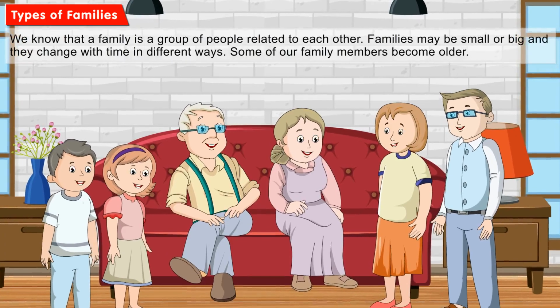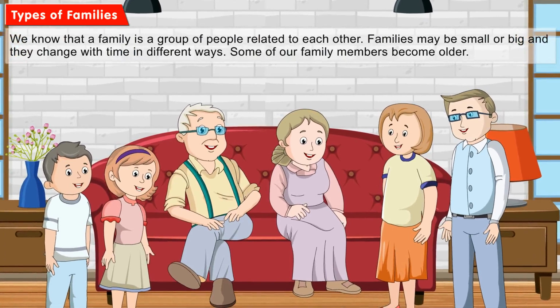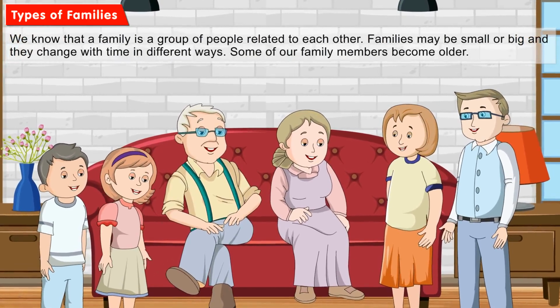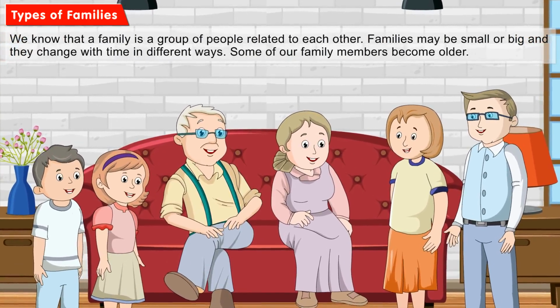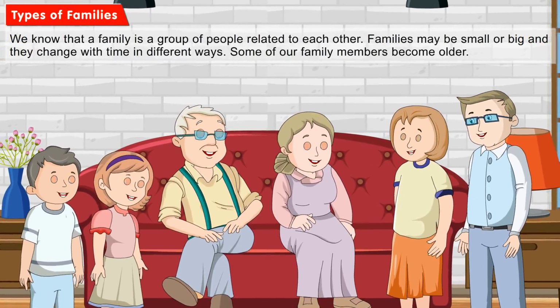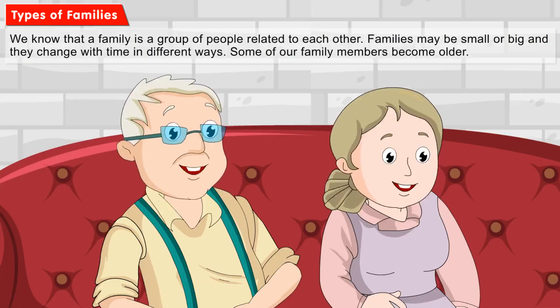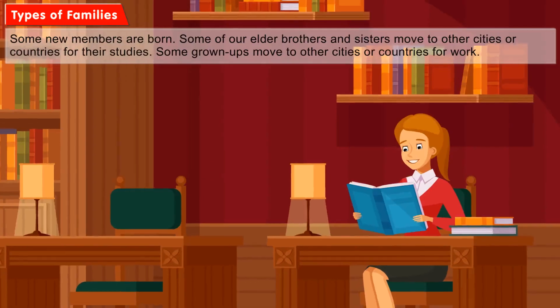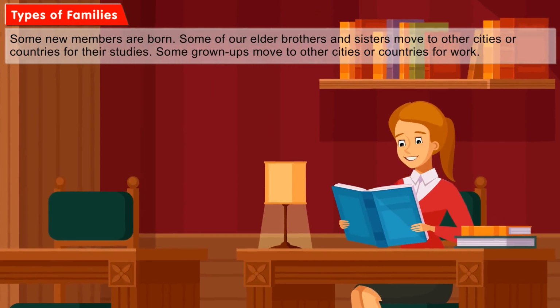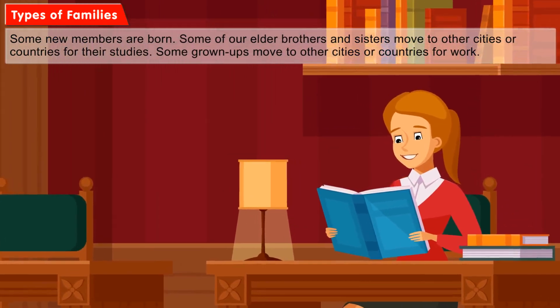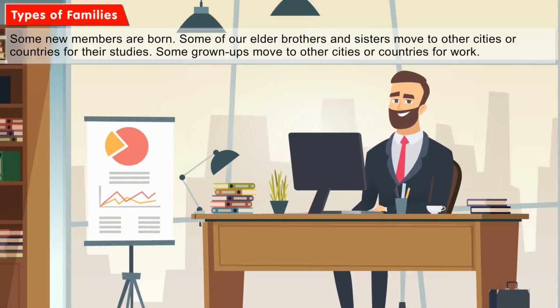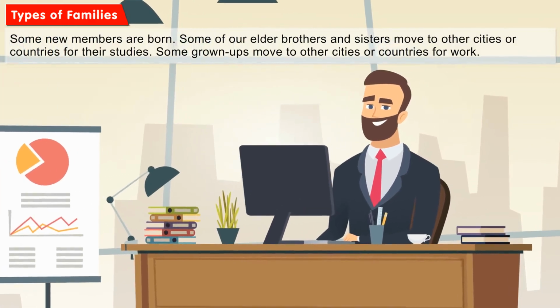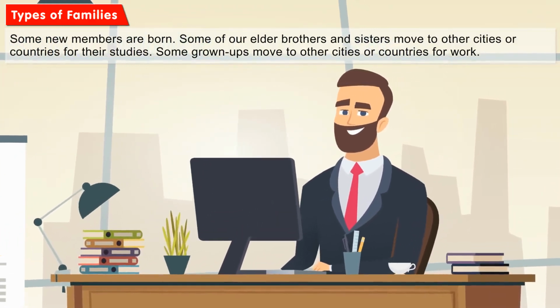Types of families. We know that a family is a group of people related to each other. Families may be small or big and they change with time in different ways. Some of our family members become older. Some new members are born. Some of our elder brothers and sisters move to other cities or countries for their studies. Some grown-ups move to other cities or countries for work.